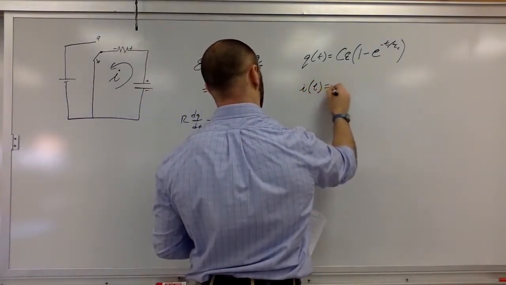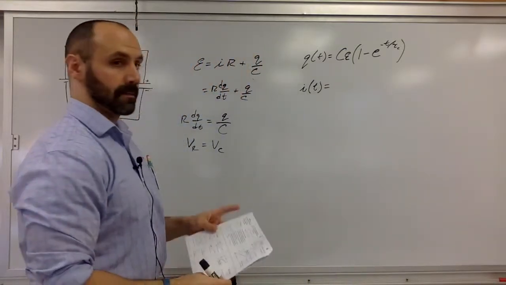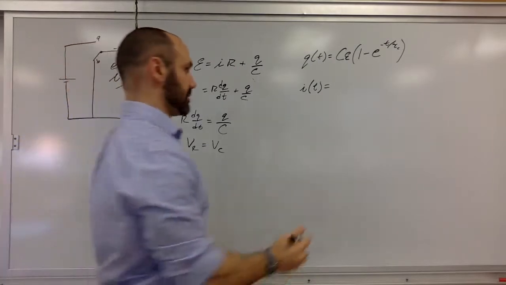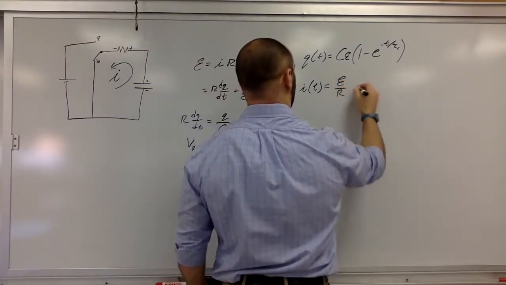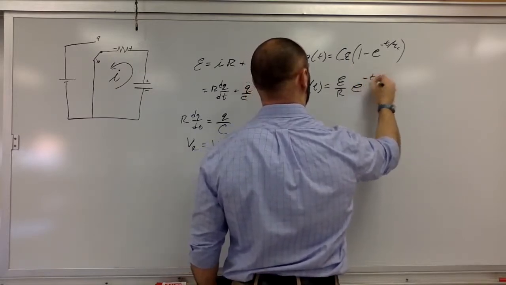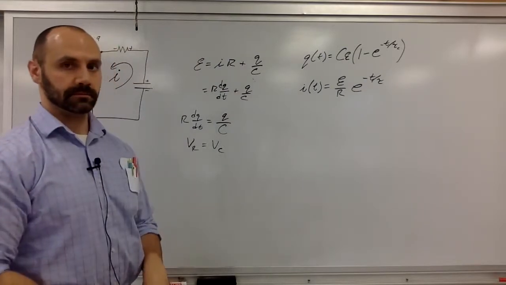The current is a function of time. The initial maximum current is just going to be the EMF divided by the resistance. And then this one is decreasing, so that's times e to the negative t over tau.